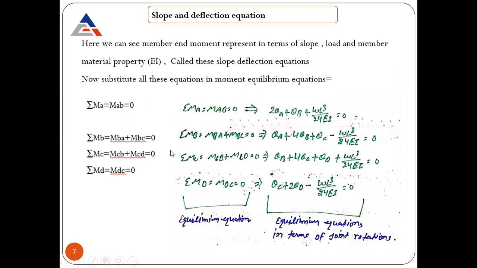We have the MAB value, yes, we have put it here. This is the equation. Put the values, solve it, and you will get the value. Similarly for MB, meaning MBA plus MBC, do the calculation and you will come up with this. Similarly for CD and MCD, all the stuff you have to write into this particular equation, and you will get these. So these are the equilibrium equations, the equilibrium equations in terms of joint rotations.